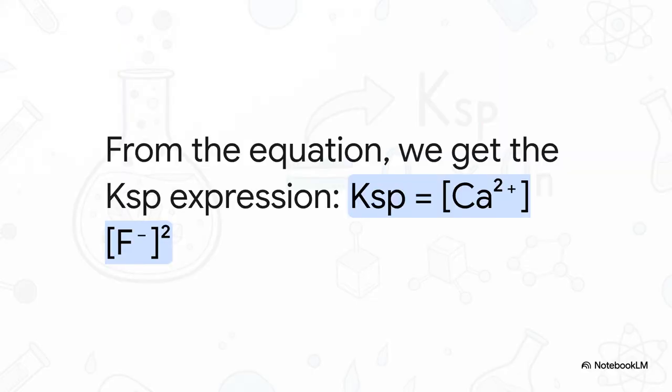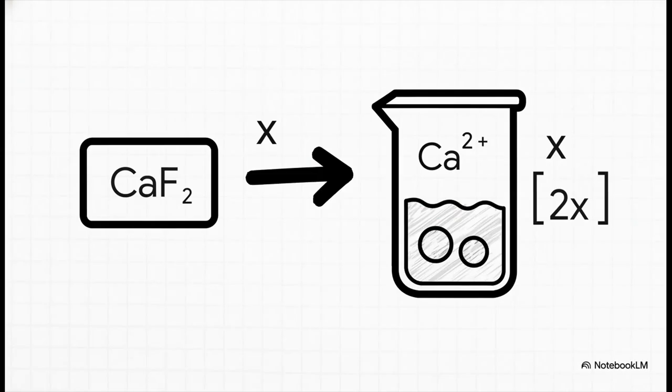So, following the rules we just talked about, our Ksp expression is the concentration of calcium ions times the concentration of fluoride ions squared. See, that squared comes directly from that coefficient of 2 we just pointed out in the balanced equation. Now for the fun part, a little algebra. Let's define the molar solubility, the amount that dissolves, as X. Because of that 1-to-2 ratio, if X moles of the solid dissolve, we're going to get X moles of calcium ions, and we're going to get 2X moles of fluoride ions.